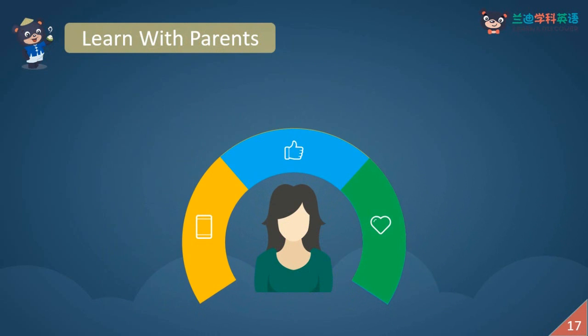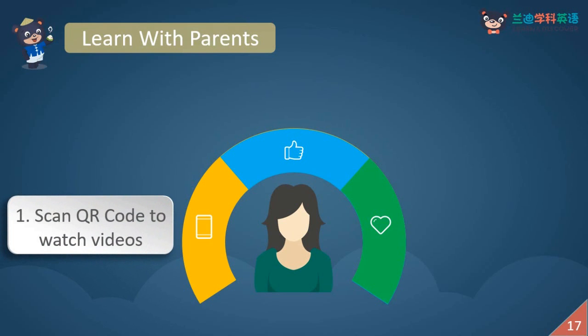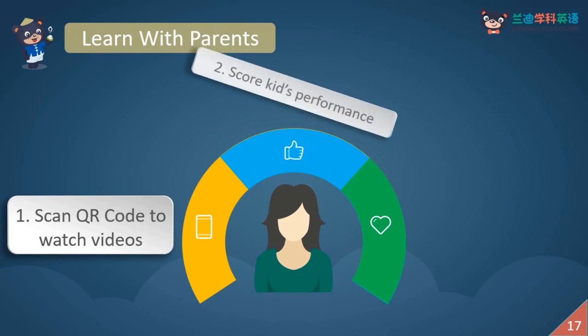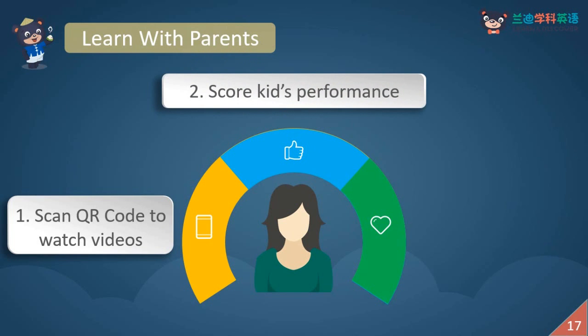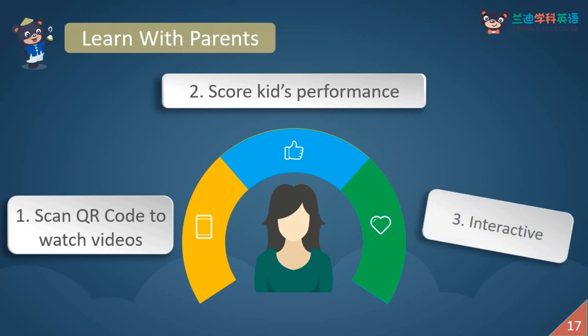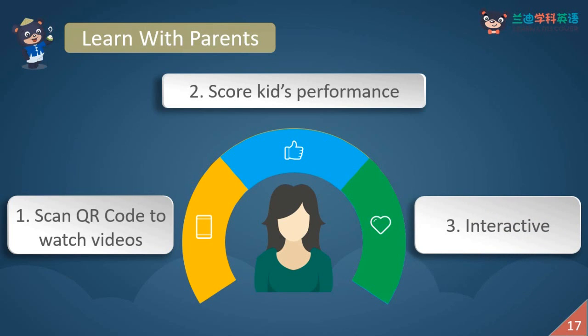Even parents get to play a role in their child's English learning. The books have QR codes which can be scanned for additional activities. The parents can score their children based on their performance. Many parents love the opportunity to be more interactive with their kids and help them with the lessons at the same time.